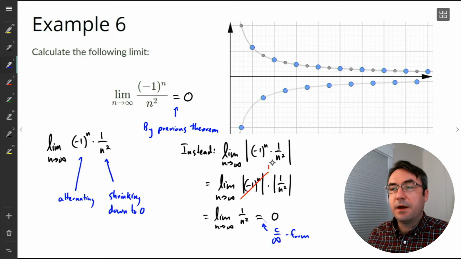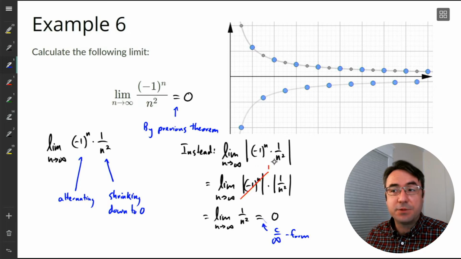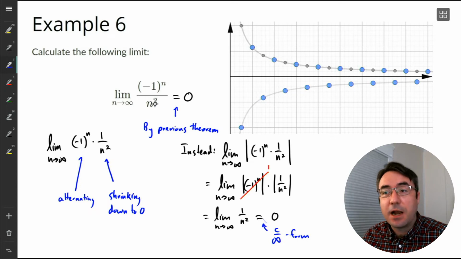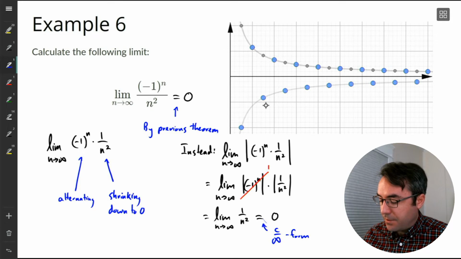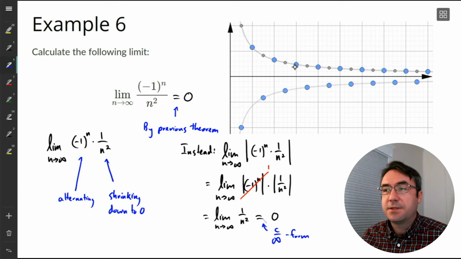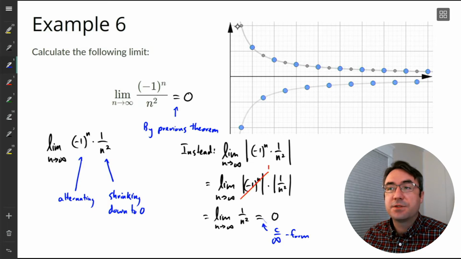So if we do the limit of the absolute value of our sequence, and we show that the limit of those absolute value terms goes to 0, well then that previous theorem says our original sequence with the negatives in there must also go to 0. And we can see that from this graph. So in the graph here, the larger blue dots are the terms of our original sequence, and then you can see the terms of just the absolute value sequence on this curve that's decaying down to 0.